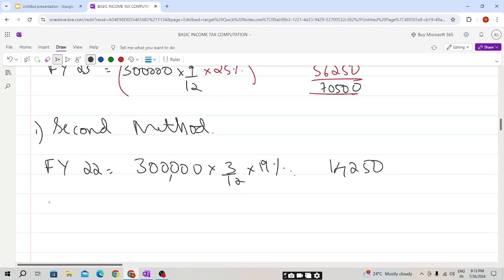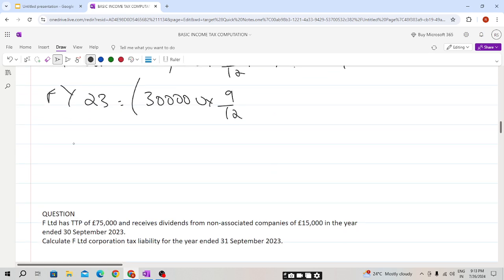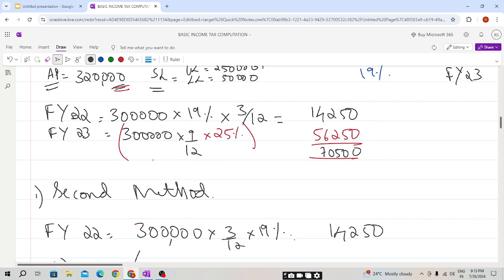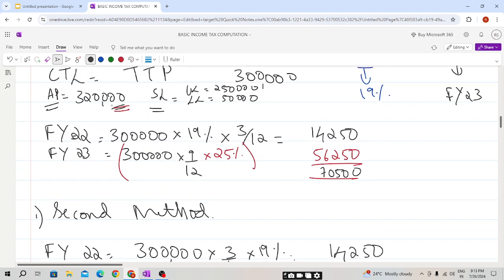Now coming to Finance Act 23, students, into 3 divided by 12 into 9, because it is for 9 months. Till here I think no issue. Now, for Finance Act 23, we need to calculate the augmented profit. Our augmented profit needs to be compared to the statutory limits. This statutory limit is 250,000 and the augmented profit is 320.